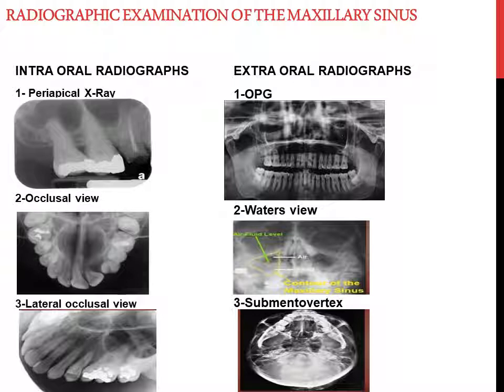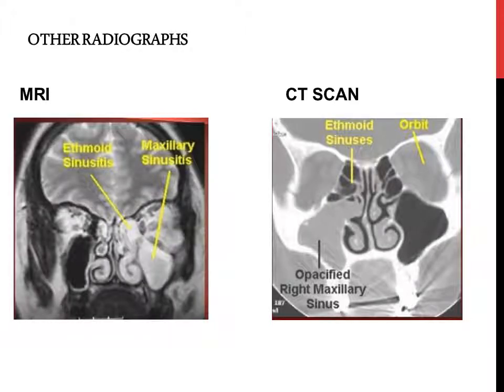Radiographic examination of the maxillary sinus. We have two types of radiographs, intraoral radiographs and extraoral radiographs. Intraoral includes periapical X-ray, occlusal view, and lateral occlusal view, and extraoral radiographs include OPG, Waters view, and submental vertex, and each one has its picture below it. Other radiographs we have are MRI and CT scan.